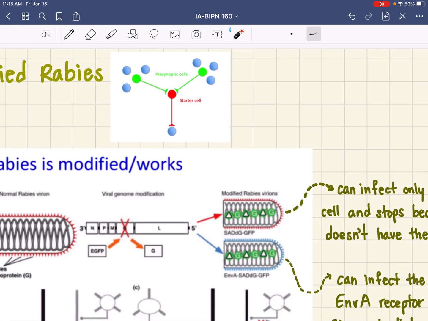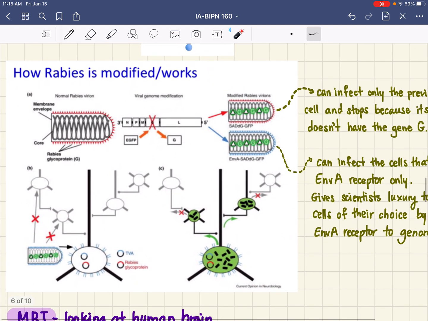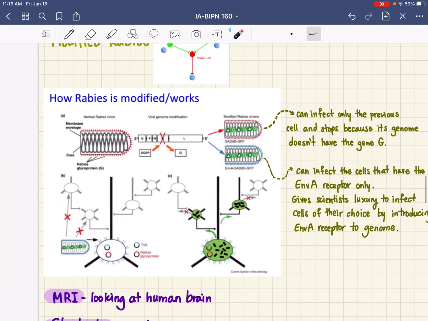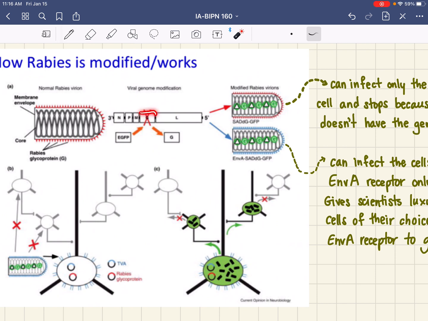Okay, and how is this done? I will talk about this structure in a little bit, but let's talk about this big thing. So how this is done is we take the rabies virus right here. Notice the red spiky glycoprotein on its membrane. We extract its DNA. We find the gene that produces the glycoprotein, and we take it out. Okay. Now that we've taken it out, this virus no longer has the ability of making these red glycoproteins.